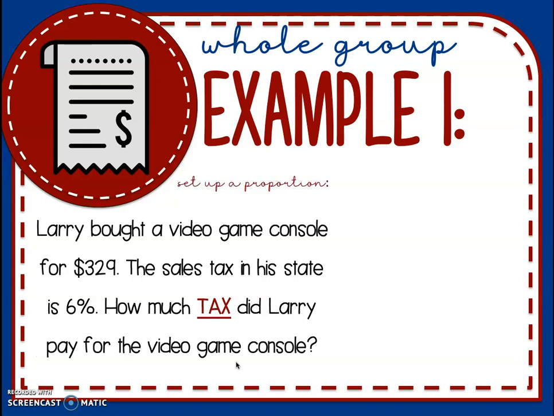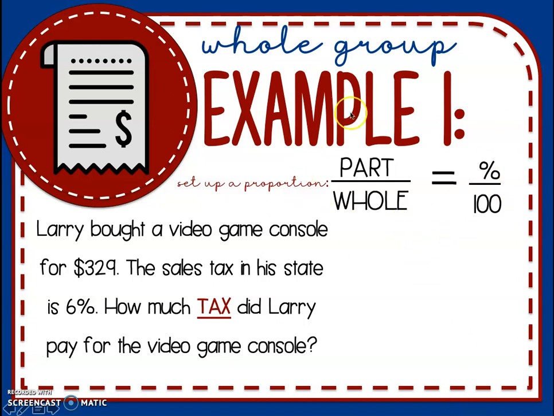So the first thing we're going to do is set up a proportion, and it is a real world problem, so we're still going to use part over whole is equal to percent over 100. And remember that writing out your proportion, where you're putting everything, is part of your work, okay? Then we have to figure out what we know from the problem. We know that he spent $329. That was the whole price of the gaming console. So where it says whole, we're going to put our $329.